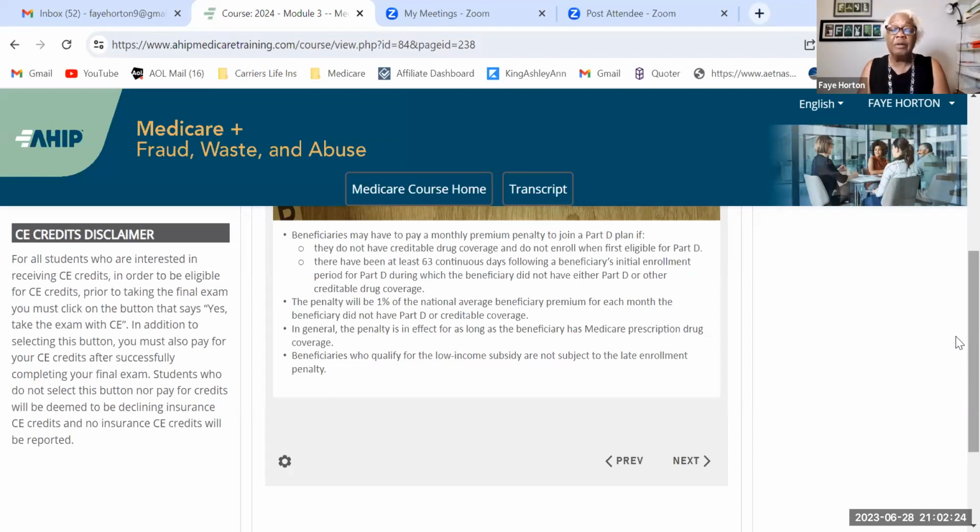In general, the penalty is in effect for as long as the beneficiary has a Medicare prescription drug plan. Beneficiaries who qualify for low-income subsidy are not subject to the late enrollment penalty.